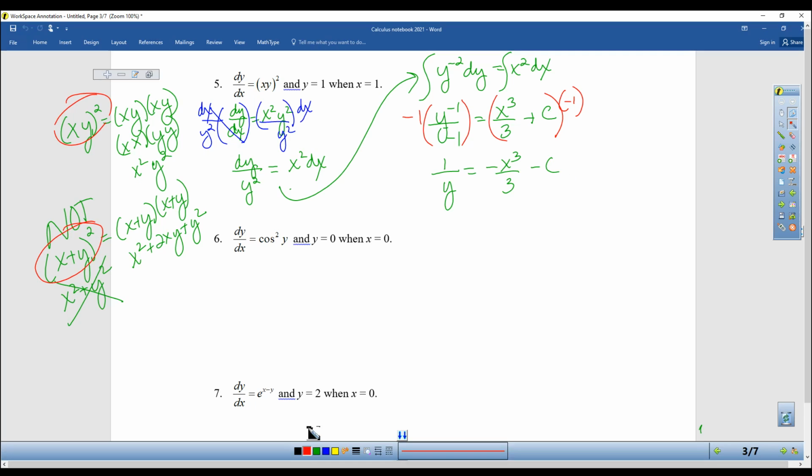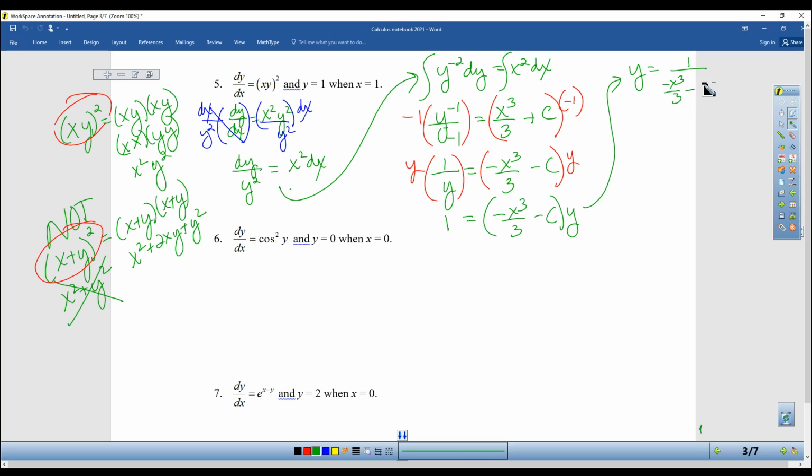I am going to clear the fraction again now that I have it. I'm going to clear it with the y. And that gives me 1 is equal to negative x cubed over 3 minus c times y. So y is equal to 1 over negative x cubed over 3 minus c. I need to plug in my y is equal to 1, x is equal to 1.